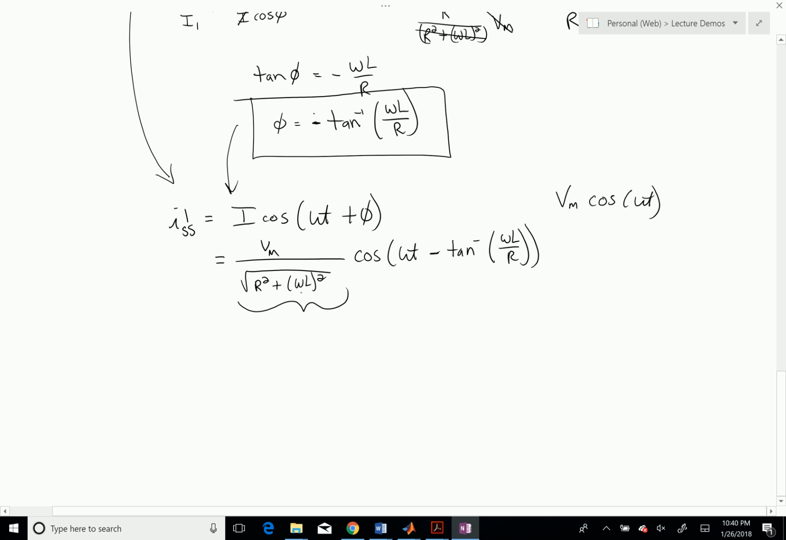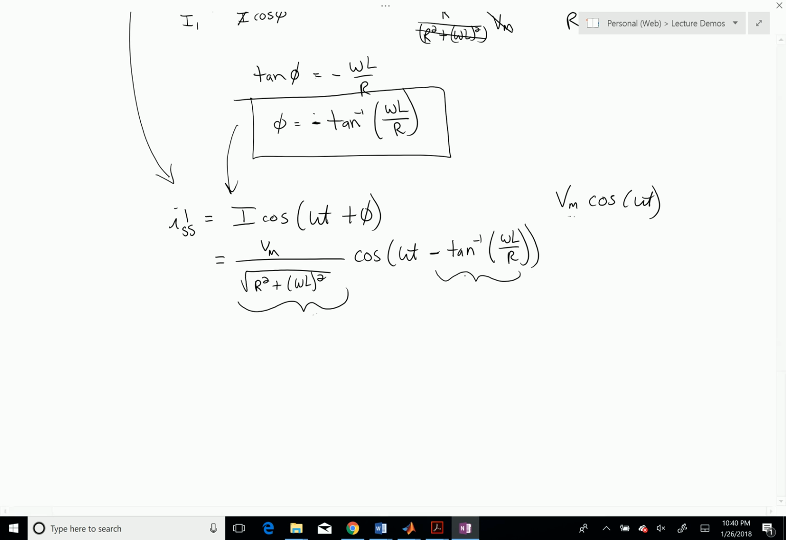If you look at this very carefully, we see a couple of different things. We see that the amplitude of the current is a little bit different than the amplitude of the voltage. I also see that there is a phase shift, and that phase shift depends on that arctangent function. So that's an important effect.